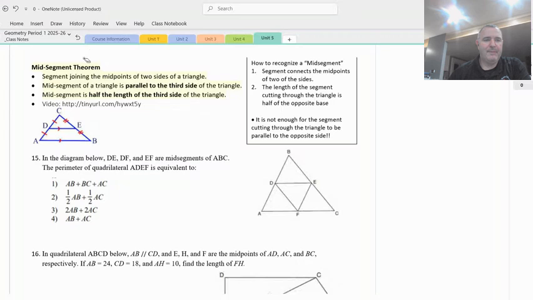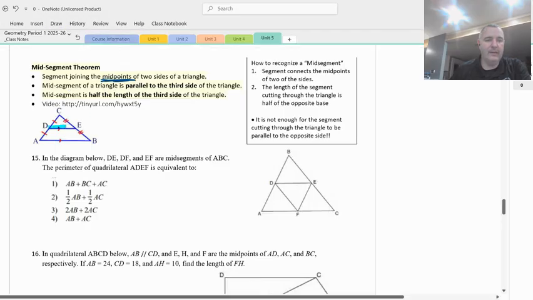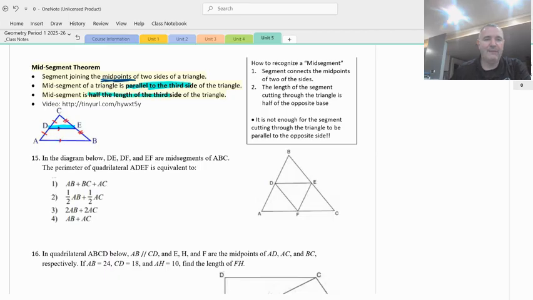Topic, we're going to be talking about the mid-segment theorem here. So remember, the mid-segment theorem is when we draw a segment that connects the midpoints of two sides of the triangle. And so what happens is we're going to create a segment that's in the middle. That's what I call the mid-segment, right? And this segment is always parallel to the opposite side, to the third side, and it's always half of the length because it's kind of in the middle, right?